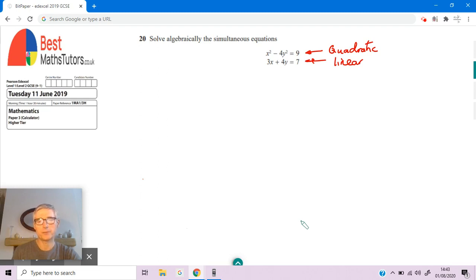So the standard method for these is to use substitution to solve these simultaneous equations. I'm just going to label these so we know what we're talking about here. We're going to take the second equation and make x the subject of it, and then substitute that into the first equation. First of all, I can just take the 4y off both sides, so I'd end up with 3x is equal to 7 minus 4y. Then I can divide both sides by 3, and the 3's will cancel, and that will give me that x is equal to 7 minus 4y over 3.